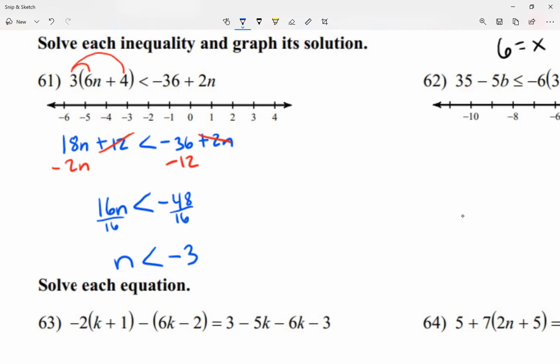What I'm going to do, my negative 3, I'm going to do an open circle. Because of my inequality sign, it doesn't have the or equal to, so that's why it's an open circle. Look at the inequality. It looks like an arrow that goes to the left. So from my circle, I'm going to go to the left.